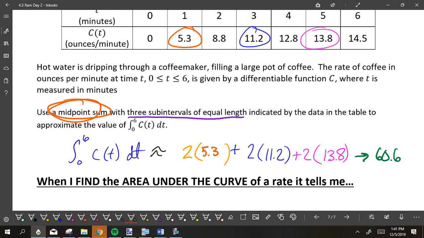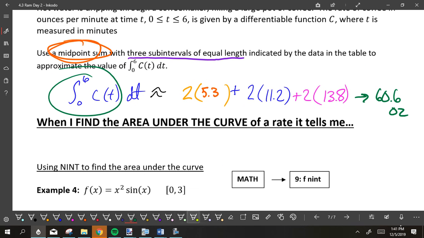60.6. What would the units be on that 60.6? Ounces. They started with a rate. We integrated it. We found the area under the curve. It tells us an amount. Ounces. Okay? So if there is one thing you want to get from today, it's this.